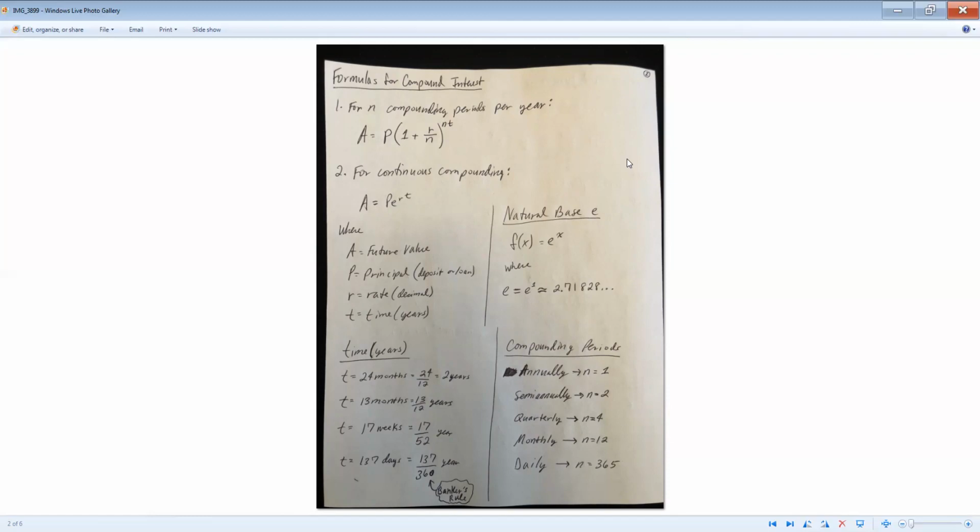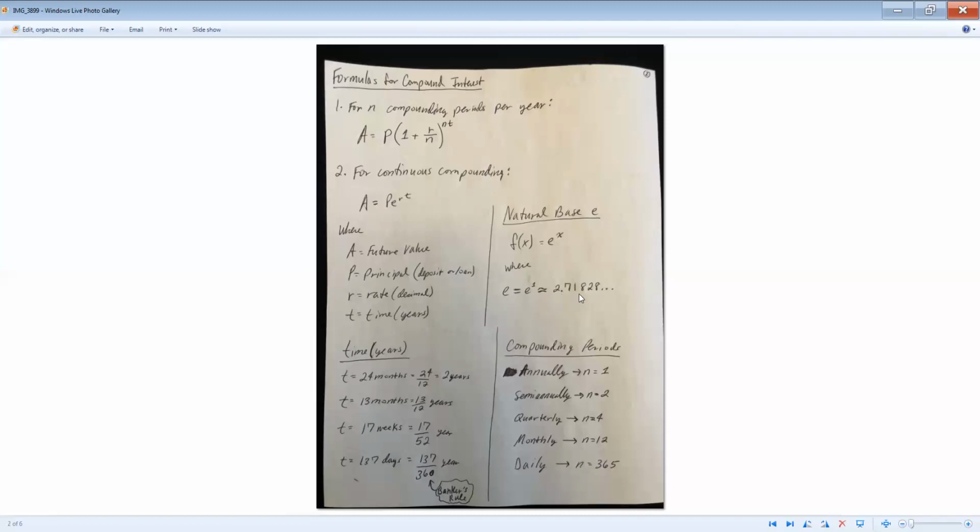So the representation of these variables: A is going to be the future value that's going to be in your account after t years. P is your principal, which is the initial deposit or loan. R is your rate. Don't forget to convert that to decimal before you put it into your formula. And T is your time, and it should be in years. Notice in your continuous compounding, we have e that is not a variable. That's actually a natural base, natural base e. So e to the first power is actually a value.